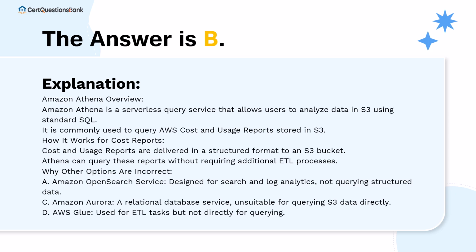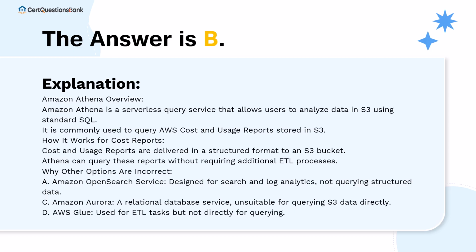Amazon Athena overview. Amazon Athena is a serverless query service that allows users to analyze data in S3 using standard SQL. It is commonly used to query AWS cost and usage reports stored in S3. How it works for cost reports: cost and usage reports are delivered in a structured format to an S3 bucket. Athena can query these reports without requiring additional ETL processes.